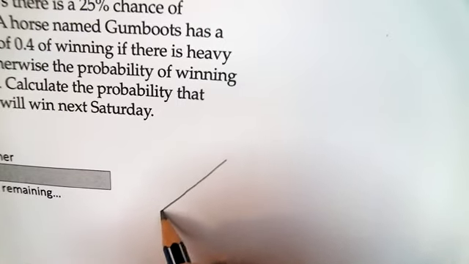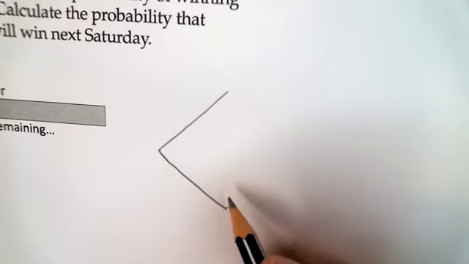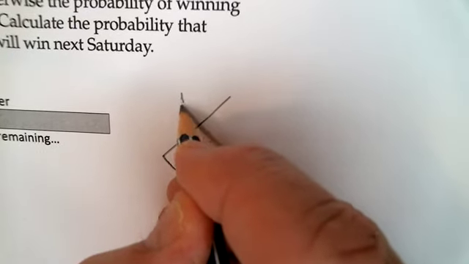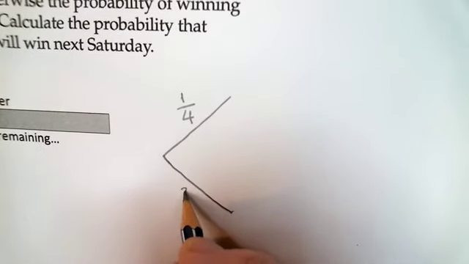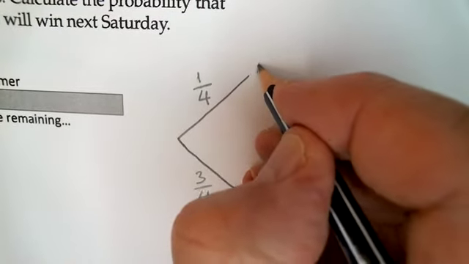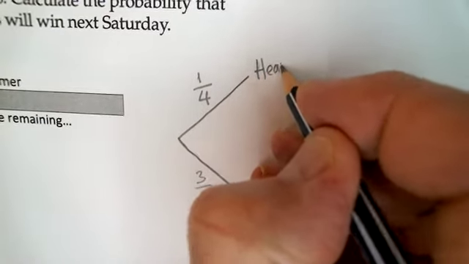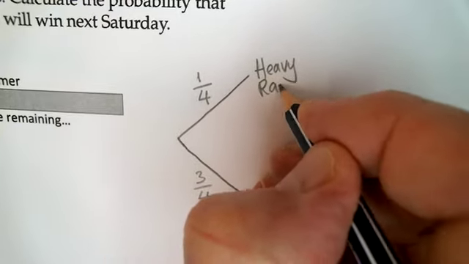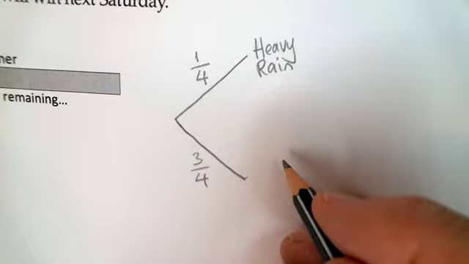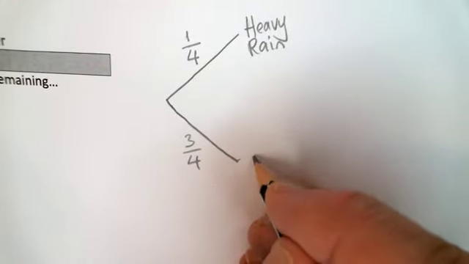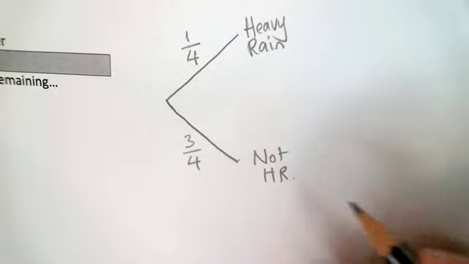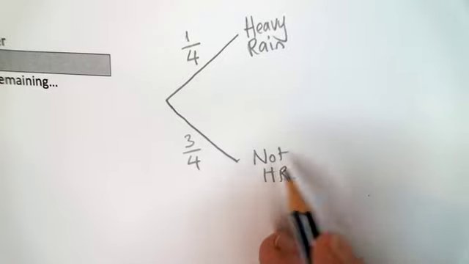So let's draw a probability tree. We've got a 25% chance of heavy rain, so let's put a quarter there. And 3/4 is not heavy rain. So this one here, I'll put heavy rain, and over here I'll put HR, heavy rain, yeah? It could still be rain, but it's just not heavy rain, yeah?